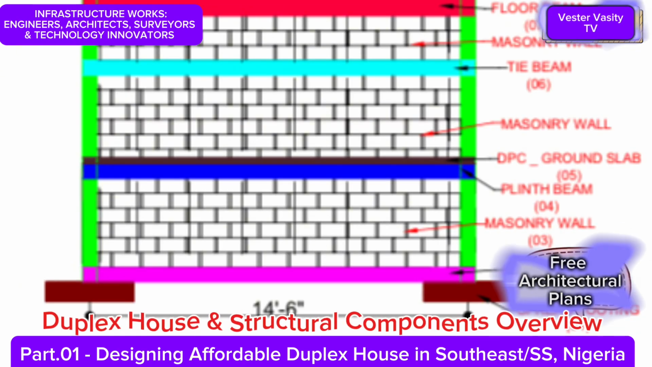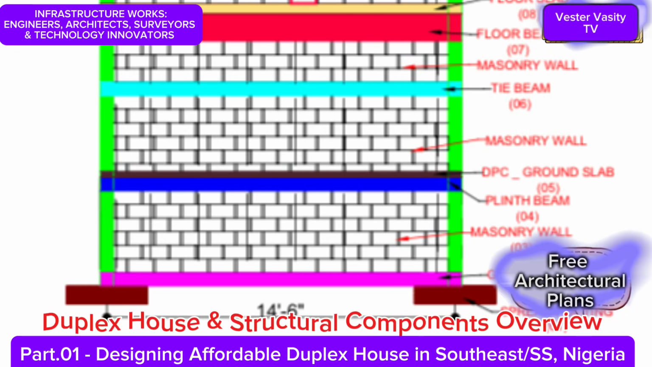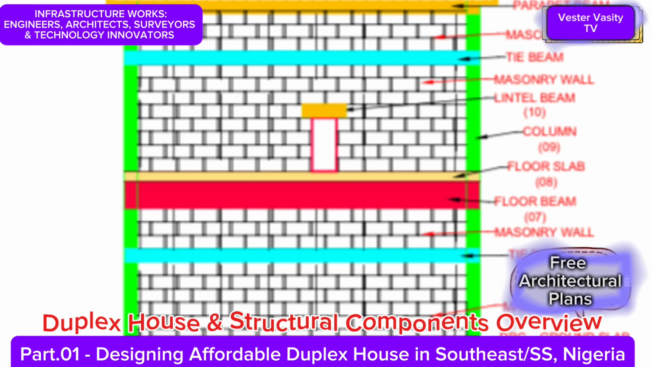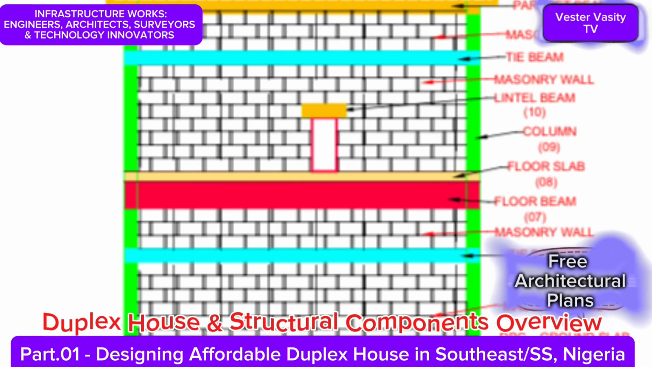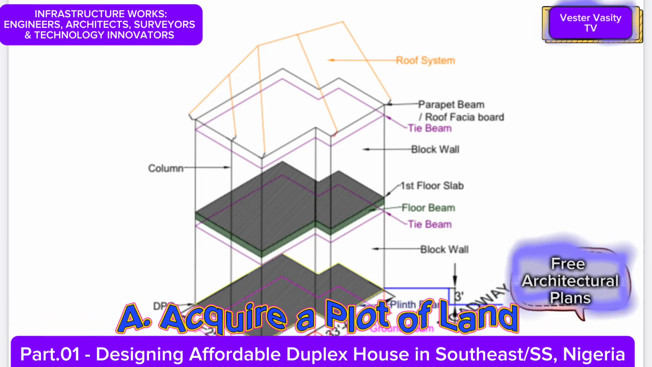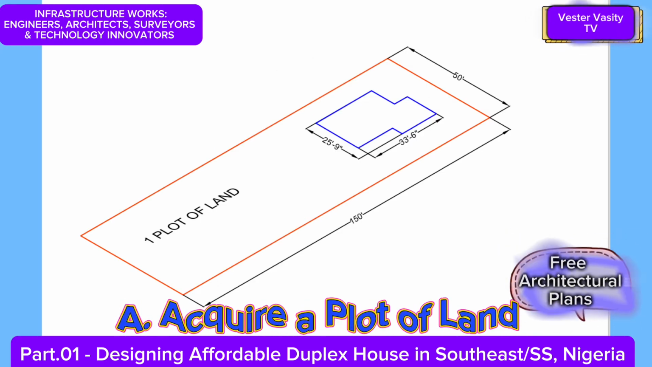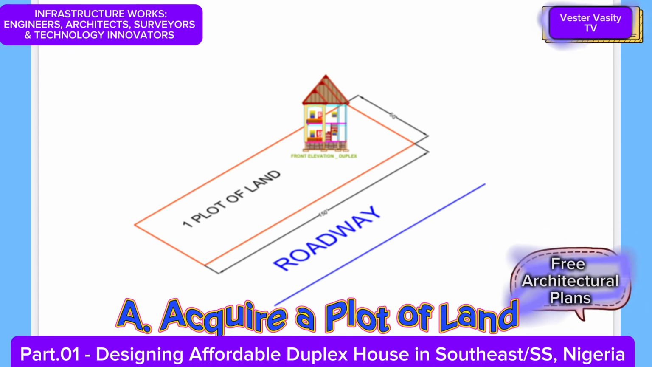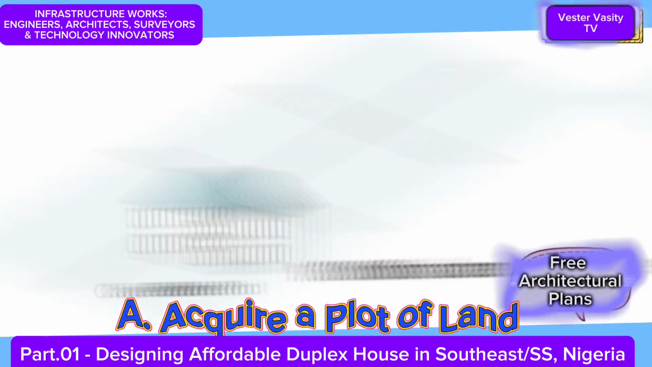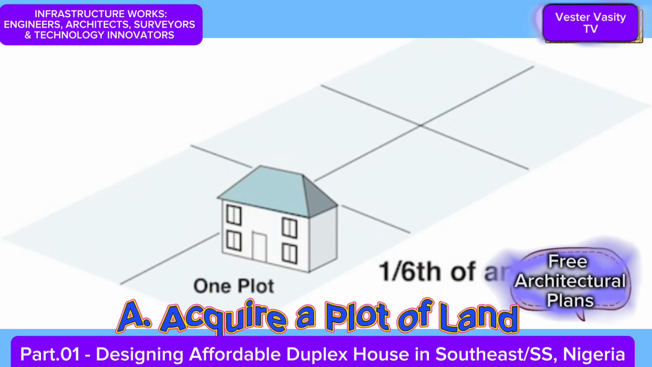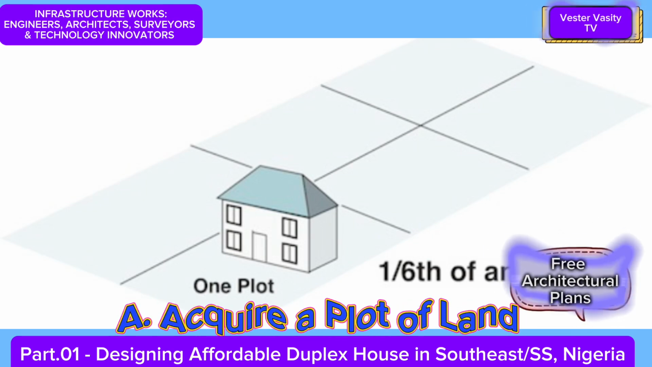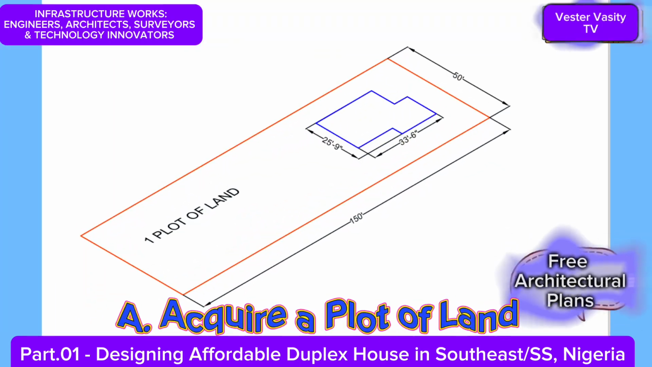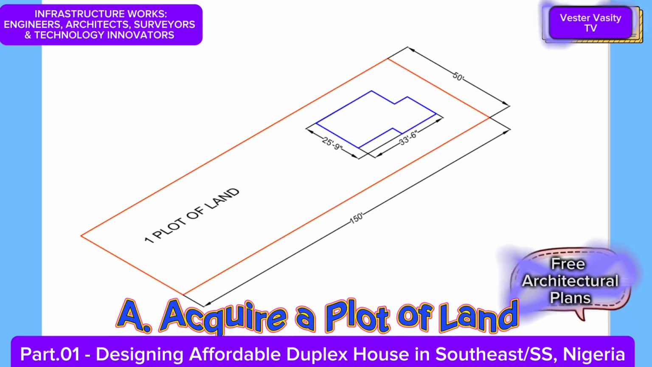vertical and horizontal structural components or members required to ensure that the duplex house is designed and constructed properly, safely and adequately. First, you need to acquire a plot of land to build the duplex house. Now, you are currently looking at a drawing of a plot of land with measurements. Note, in surveying and in Nigeria, a plot of land measurement is about 100 feet by 50 feet in dimension.